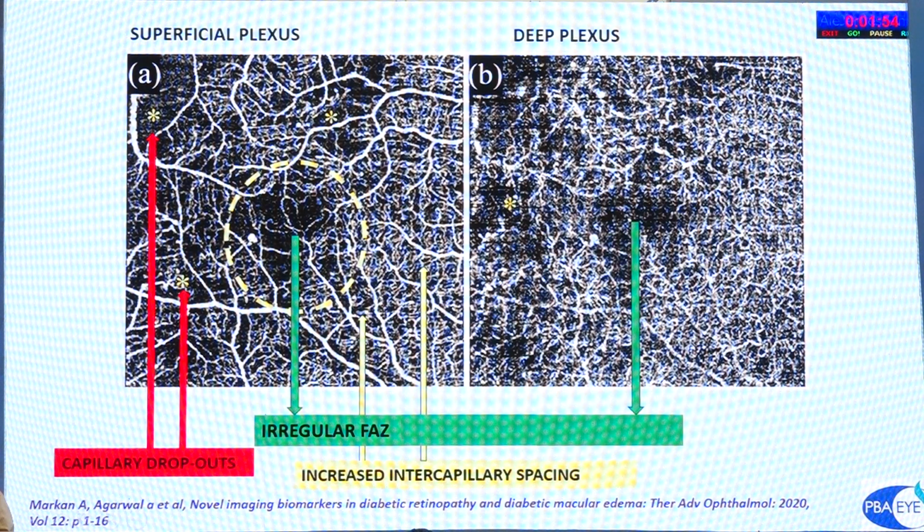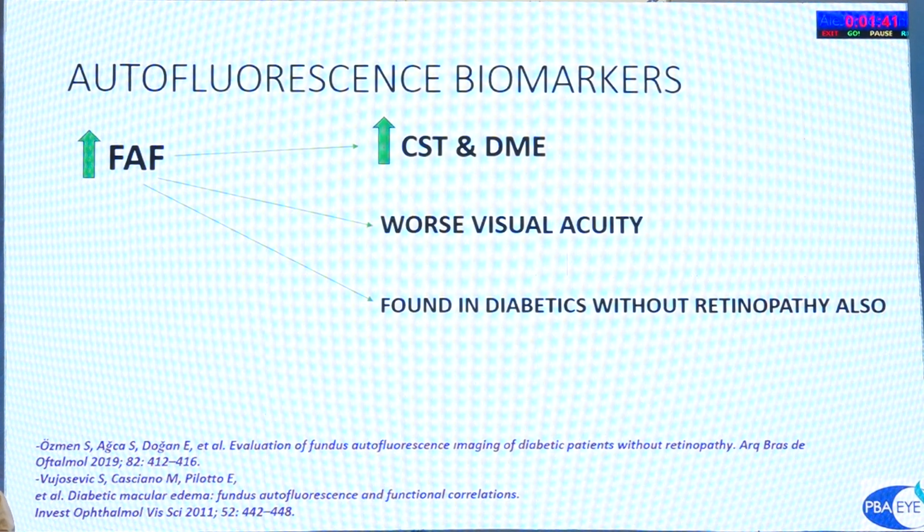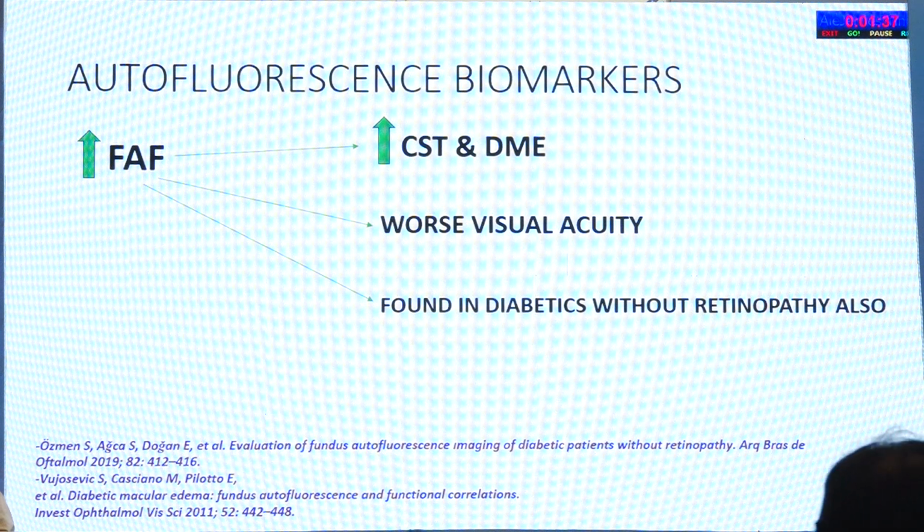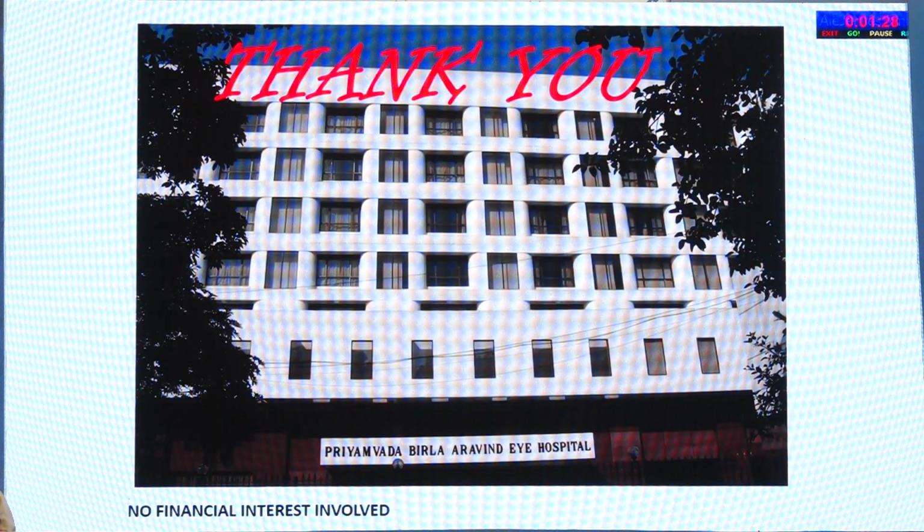Here there is one of the photos. You can see the red is capillary dropout areas, and the green is the irregular FAZ, and the yellow is the increased intercapillary spacing. So then the last is the autofluorescent biomarkers. Increased fundus autofluorescence denotes the increased central subfield thickness in DME and worse visual acuity, and is also found in diabetics without retinopathy also. Thank you.